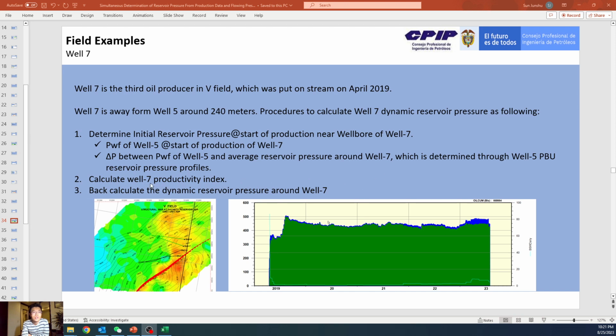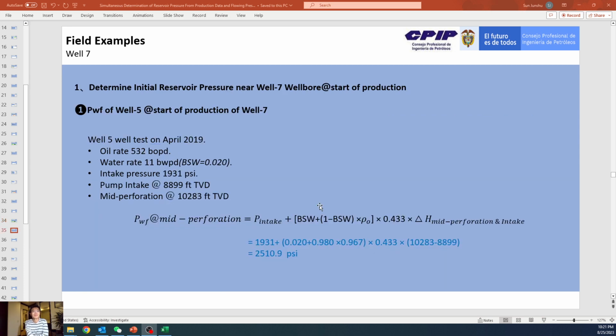Then the well 7 productivity index calculation. Then back calculate the dynamic reservoir pressure around well 7. First, determine the initial reservoir pressure near the well 7 wellbore at the start of production, using the flowing pressure of well 5 at the start of production of well 7.